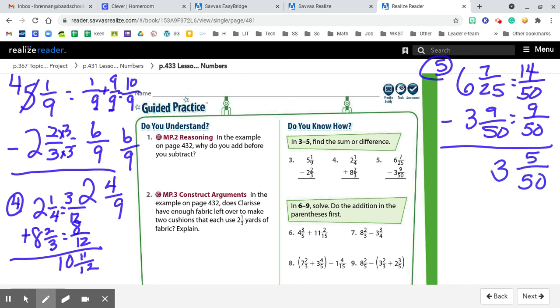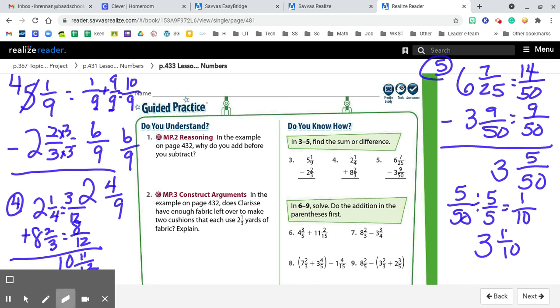So I have 3 and 5/50, which we remember when we have a number that's so big like that, let's see if we can try to show it in smaller terms. And we can. So I have 3 and 1/10. That's the best way to show that answer.